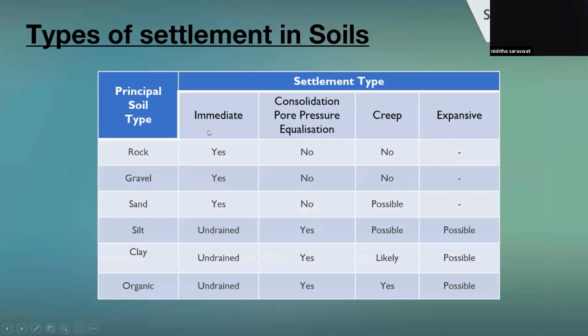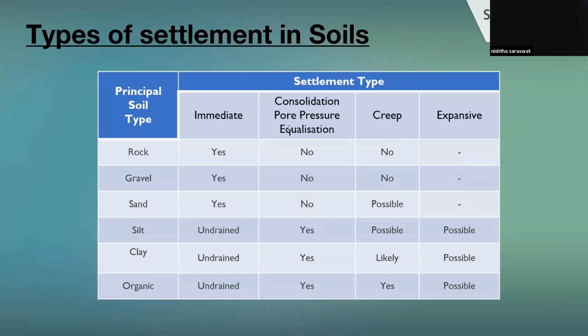So this is a very basic chart which will help us understand what the various soil types undergo and what kinds of settlements they undergo. For example, starting with rock, since it is a granular material, it will have immediate settlement, but no consolidation or creep. In similar lines, gravel, being a granular soil, will have immediate settlement, with no consolidation or creep observed. Sand, also being a granular soil, shows immediate settlement, no consolidation.